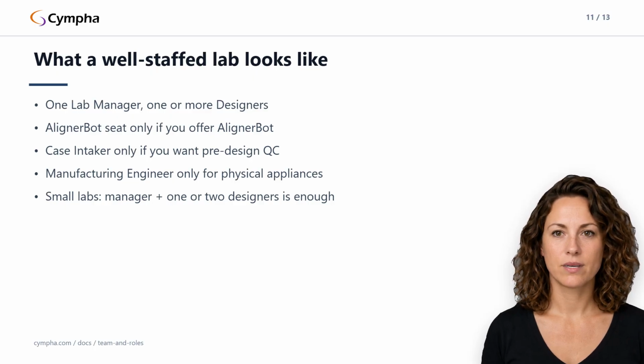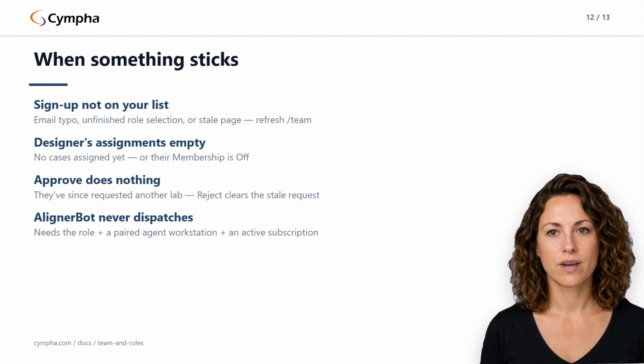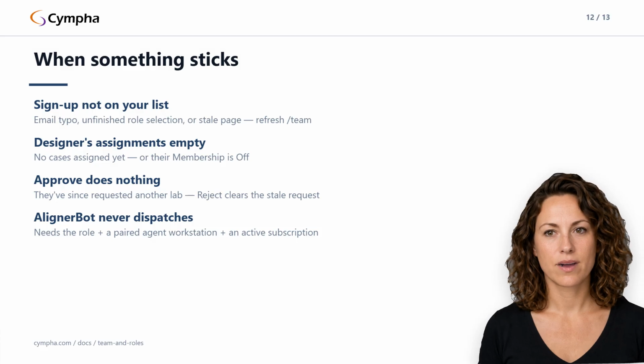4 snags and their fixes. A new sign-up isn't appearing on your approval list. Check 3 things. Did they type your manager email exactly? Did they finish the role selection flow rather than stopping at the find step? And have you refreshed the page? The team page polls, but a forced refresh closes the gap.